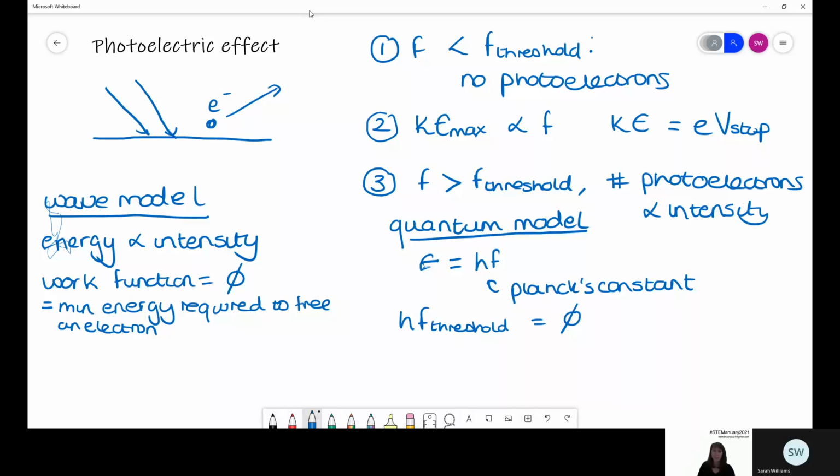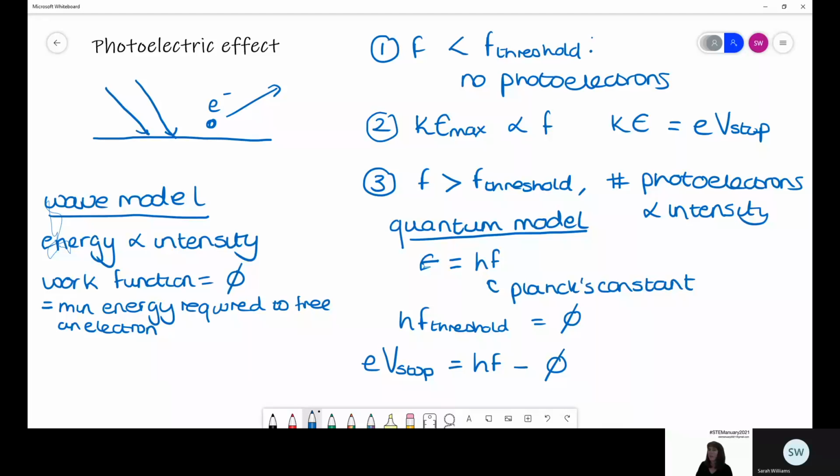So the kinetic energy, which I've said before, the maximum value of which is measured by the stopping voltage, can then be written in terms of the frequency and the work function. So E times the stopping voltage will be hf, which is the energy of the photon, minus the work function. So this is the kinetic energy the electron has left once it's been freed from the metal.